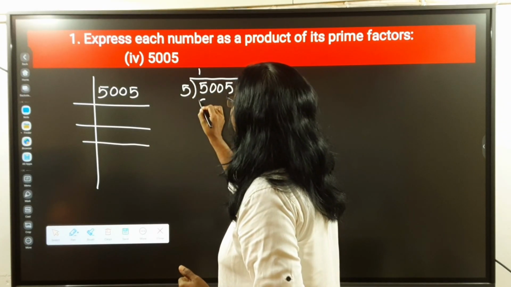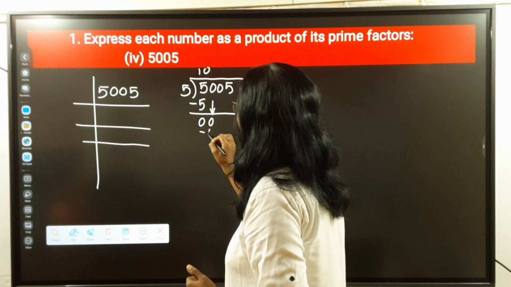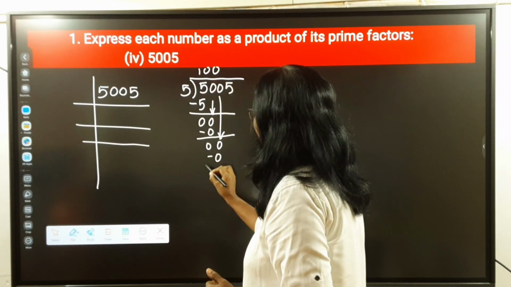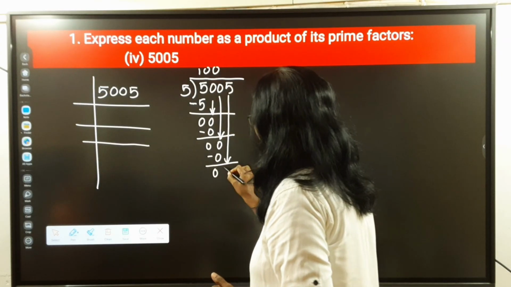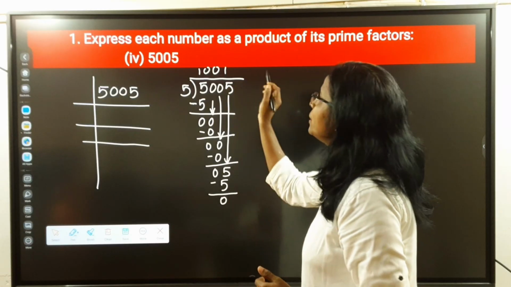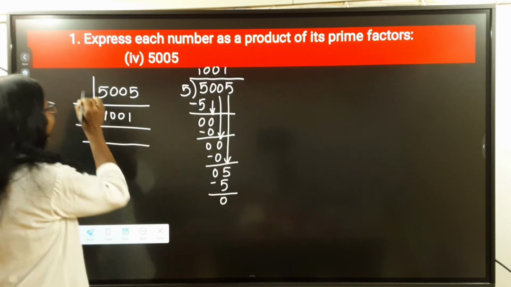So 5 ones are 5. Then 0, then 0, then 0, then 5. So 5 ones are 5. So that means here 1001. I write here 1001 and here 5.